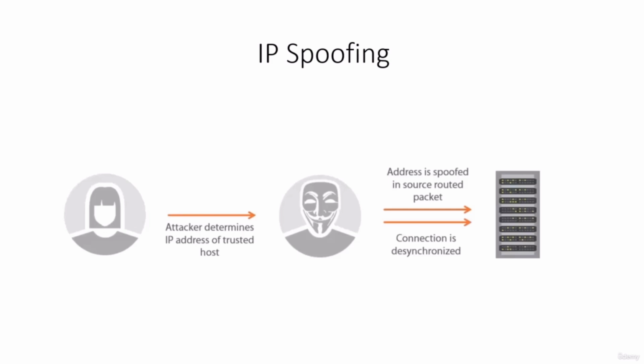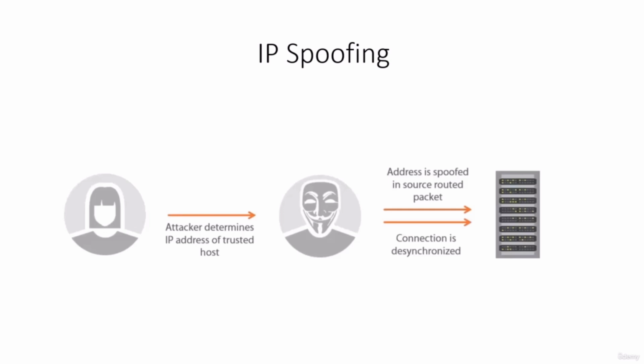So let's take a look at how this works. Firstly, let's bring our attacker in. The attacker is going to determine the IP address of a trusted host. Once they've got it, they can construct what's referred to as a source routed packet. That's a packet where the sender actually determines the route it is going to take. Obviously this is all dependent on the environment allowing source routing, as opposed to delegating the routing to the actual owner.